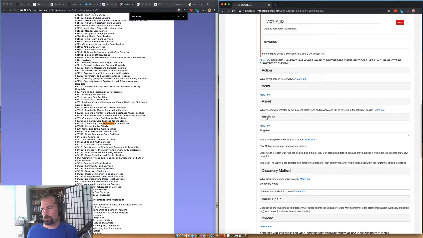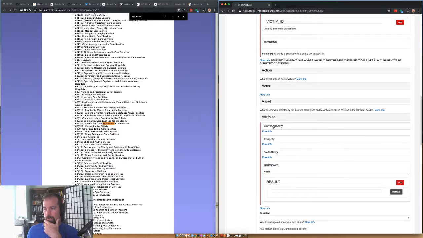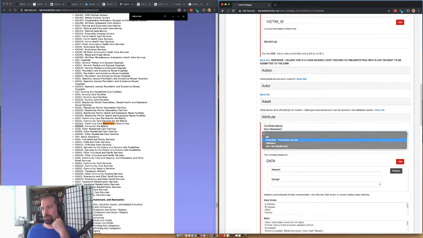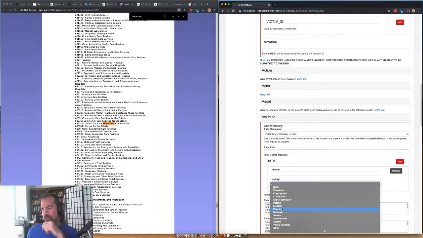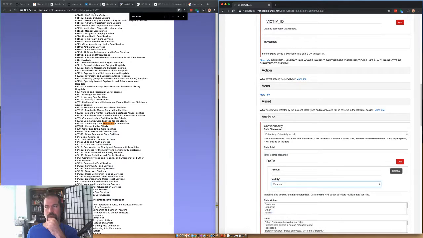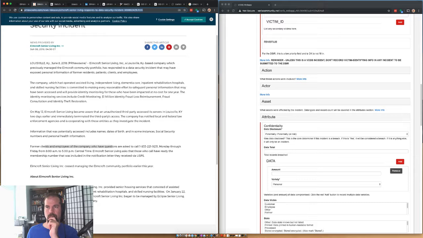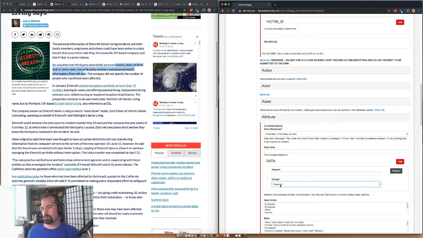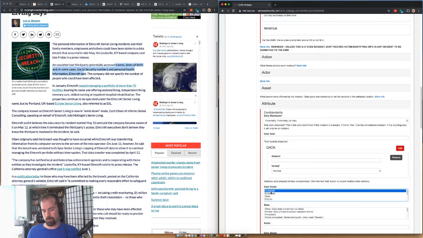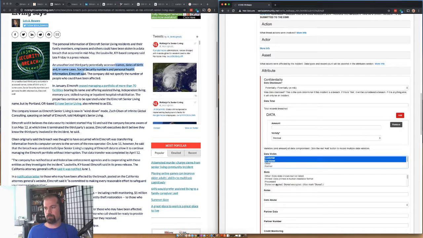Then the attribute. This is where it gets fun, right? Because confidentiality disclosure is potentially, but they don't really say. And the variety was personal information. I don't think they said anything about medical information, did they? It's at the top of this one. Isn't it? Names, birth dates, and maybe social security number, and health information. So we will go with health information because that's kind of the customer, and then I think on the other one they said employee as well.